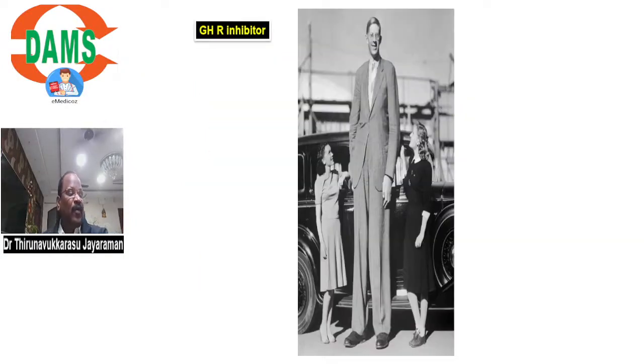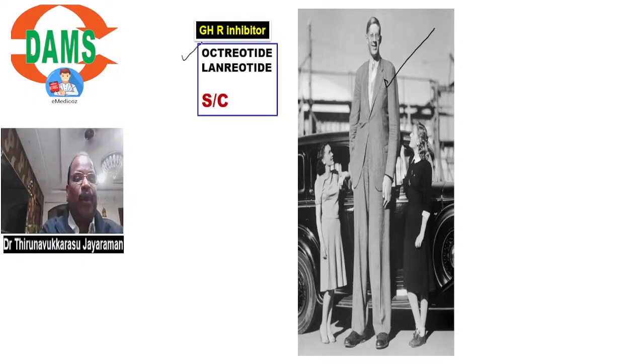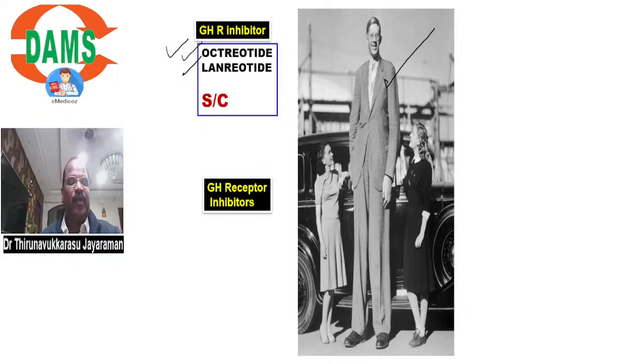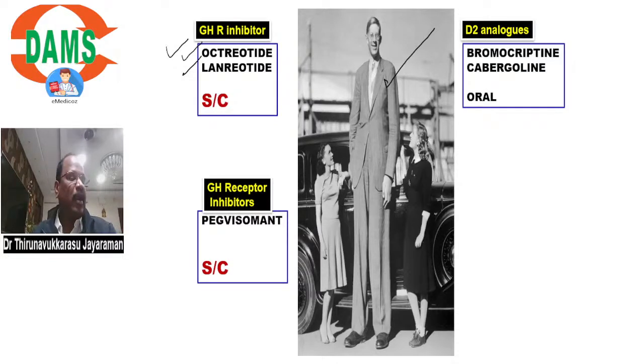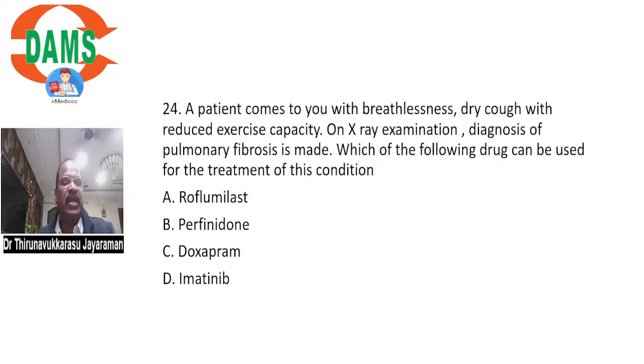So in summary, for the treatment of acromegaly, we have octreotide and lanreotide given subcutaneously. They are called somatostatin analogs. And then we have pegvisomant, a growth hormone receptor blocker. And then we have D2 agonists like bromocriptine and cabergoline, which are oral drugs. The summary.